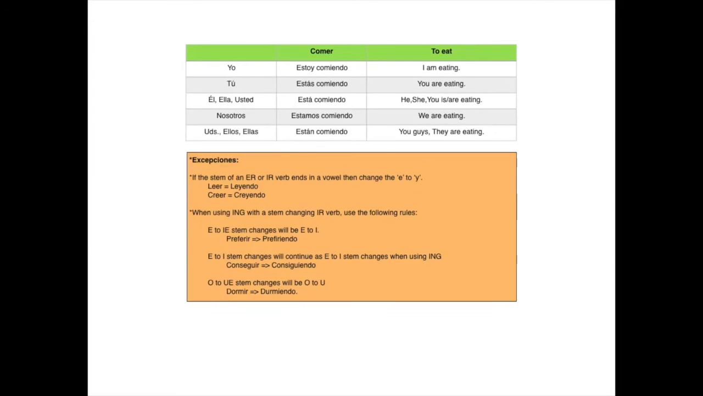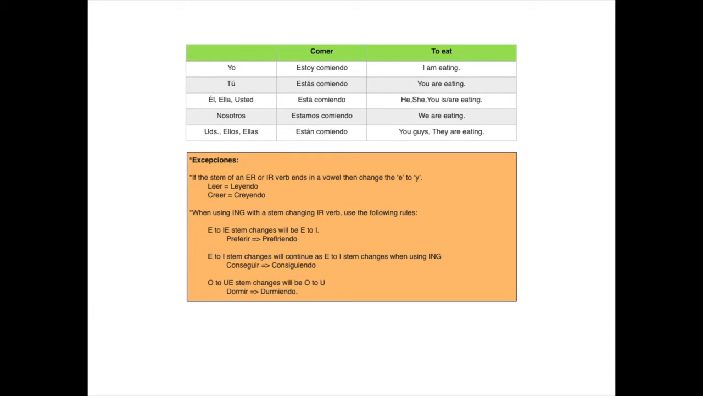Okay, let's take a look at an ER verb, comer. So to say, I am eating, yo estoy comiendo. You, tú estás comiendo. He, she, or you, él, ella, usted está comiendo. Nosotros estamos comiendo, for we are eating, and ustedes, ellos, or ellas están comiendo, for you guys or they are eating. I would suggest grabbing a random verb and practicing it a little bit, and then coming back and looking at the exceptions here.